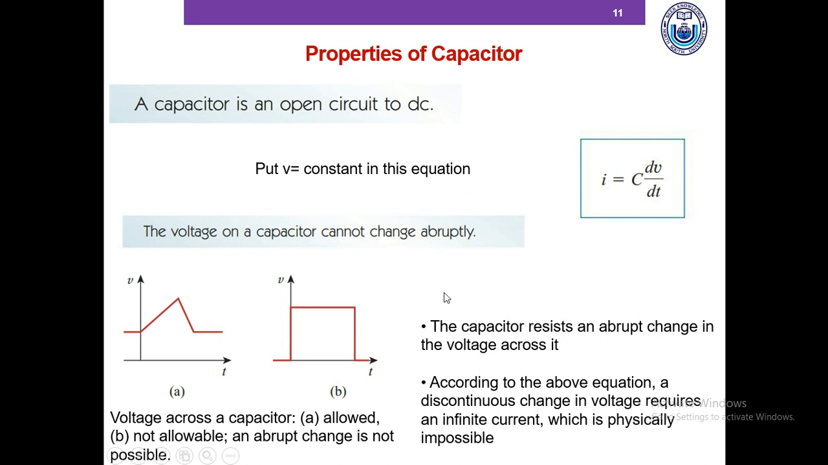Therefore, the voltage on a capacitor cannot change abruptly. This abrupt change in voltage requires an infinite current, which is physically impossible. So the capacitor resists an abrupt change in the voltage across it.